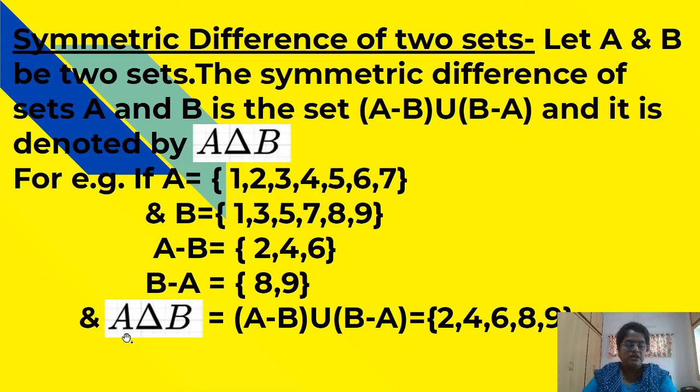Now to get A triangle B, we have to take the union of A minus B and B minus A. Our A minus B is {2, 4, 6} and B minus A is {8, 9}, and therefore their union will be {2, 4, 6, 8, 9}. That is, the symmetric difference of two sets A and B is {2, 4, 6, 8, 9}.